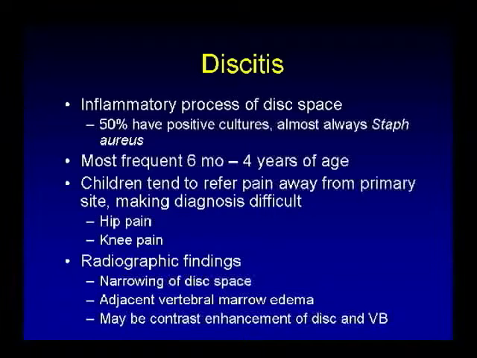They tend to refer pain away from their back, so when kids say a joint hurts, you often have to look one joint distal and one joint proximal if you don't see anything where they say it's hurting. So if they say their hip is hurting, you don't see anything, look at their knee and their back. If they say their knee is hurting, look at their hip and their ankle.